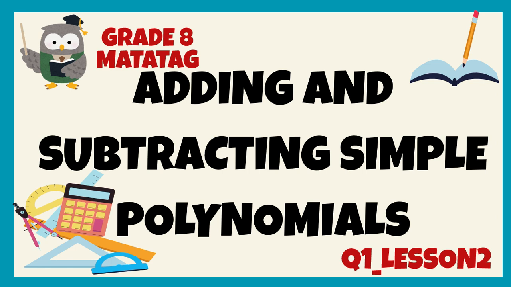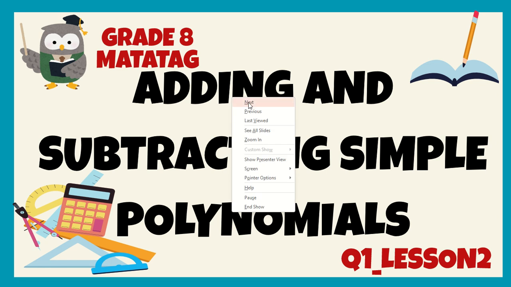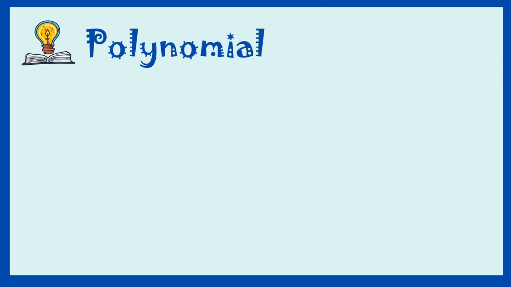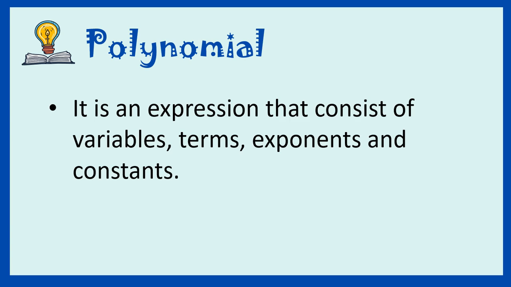This is our objective. So, our objective is to add and subtract simple polynomials. So, bago tayo magsimula, let's define what is a polynomial, or ano nga ba ang ibig sabihin ng polynomial. So, it is an expression that consists of variables, terms, exponents, and constants. So, when you say variables, this is also called literal coefficients. So, ito yung mga x, y, a, b, c, or ito yung mga letter natin or yung sa alphabet natin.